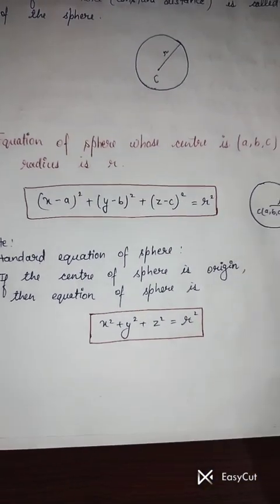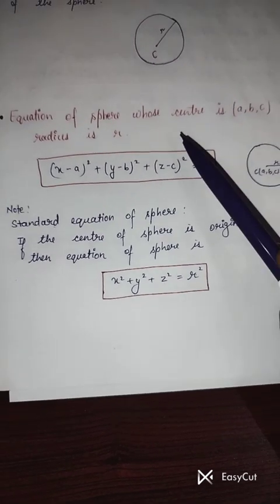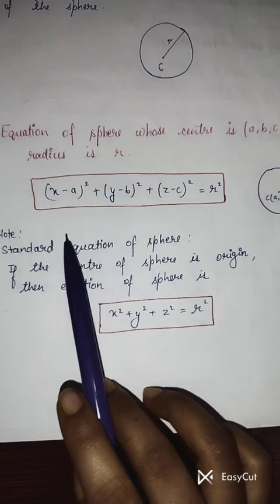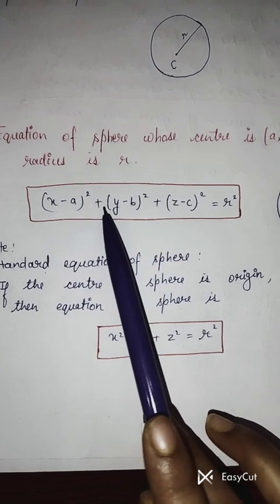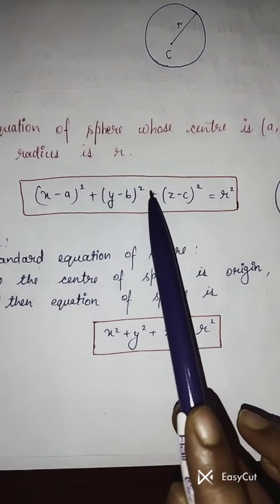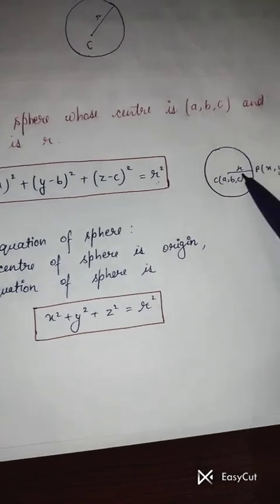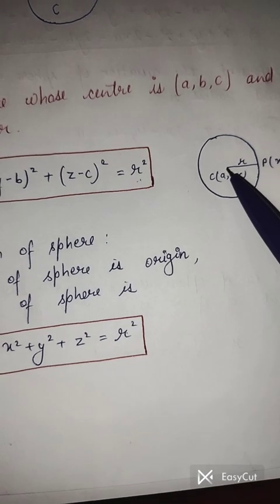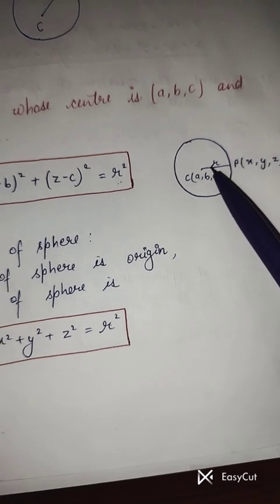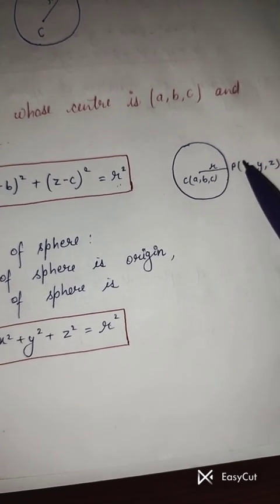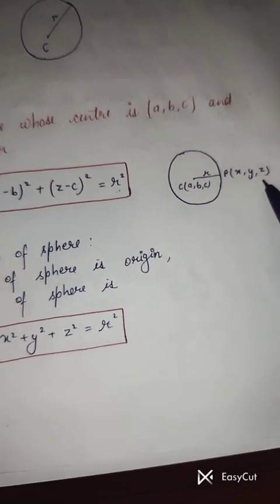Now let us see the equation of a sphere whose center is (a, b, c) and radius is r. The equation of such a sphere is (x minus a) whole square plus (y minus b) whole square plus (z minus c) whole square is equal to r square. As you can see, this is the center of the sphere, that is C, and the distance of the points C and P is r, which is the radius of the sphere, and this is the point P with coordinates x, y and z.